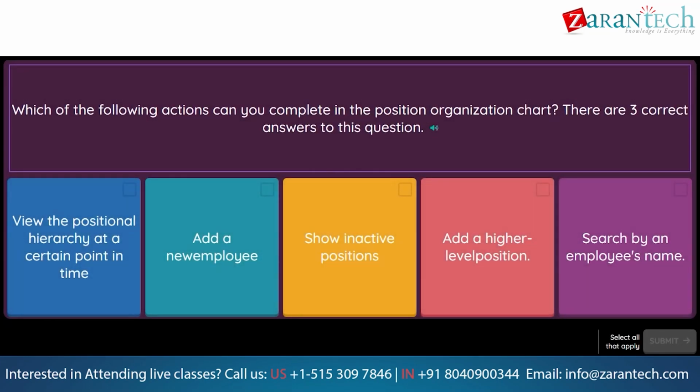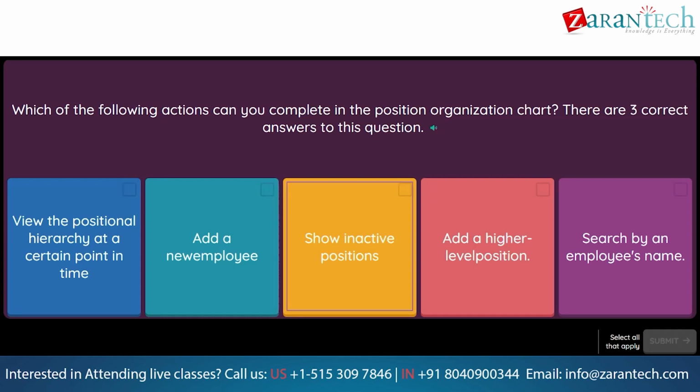Question: which of the following actions can you complete in the position organization chart? There are three correct answers to this question. Option 1: view the positional hierarchy at a certain point in time. Option 2: add an employee. Option 3: show inactive positions. Option 4: add a higher level position. Option 5: search by an employee's name.